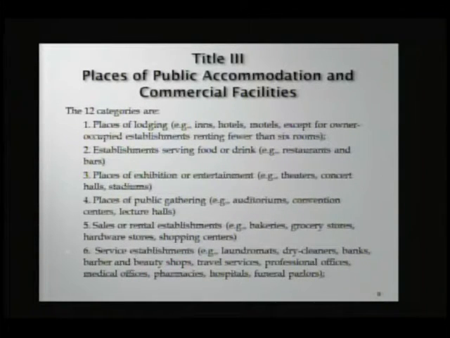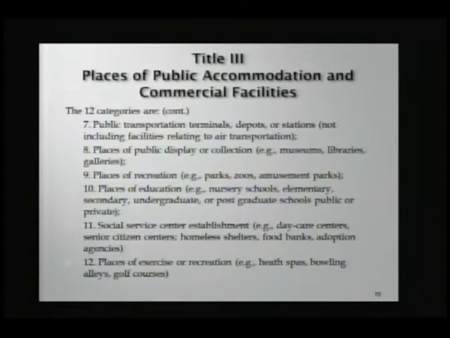Places of public gathering: auditoriums, convention centers, lecture halls. Sales or rental establishments: shopping centers, our bakeries, grocery stores, hardware stores. Service establishments: a laundromat, dry cleaner, bank, barber, beauty shop, travel services, professional offices, medical offices, pharmacies, hospitals, funeral parlors, public transportation terminals, depots or stations. Now, this does not include air transportation. That falls under a different category, and that's controlled through the FAA.